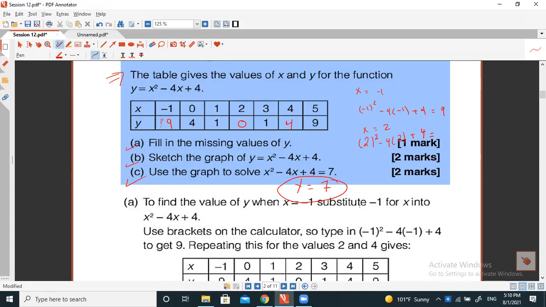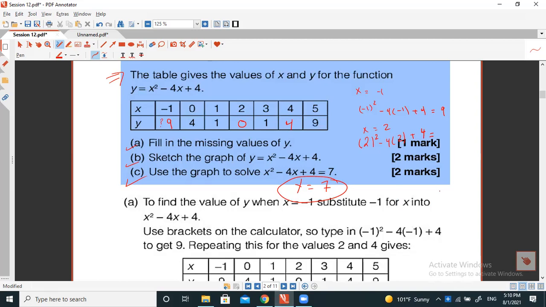Then what should we do? We should find x. Yes, we have to find x, but how? I think we should rearrange the formula. No.